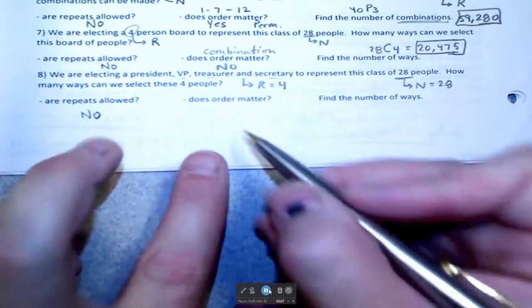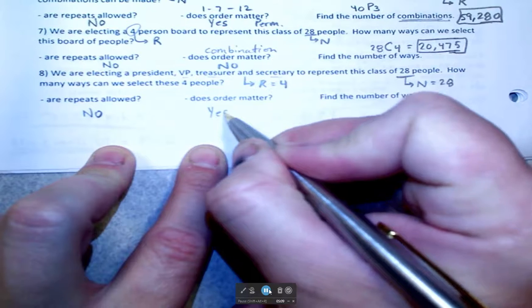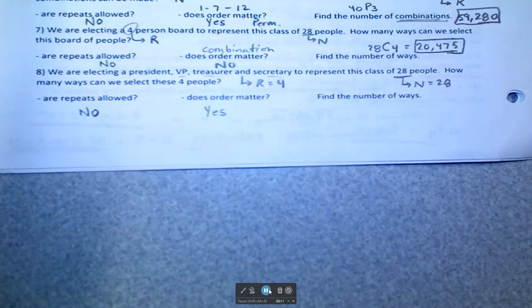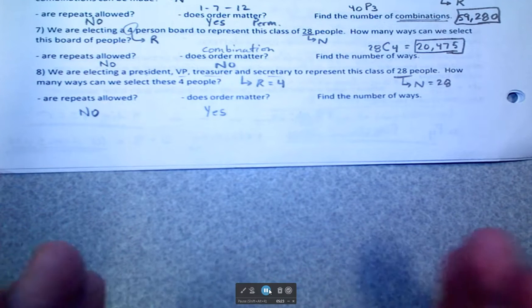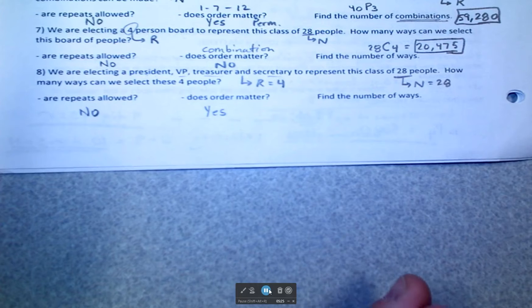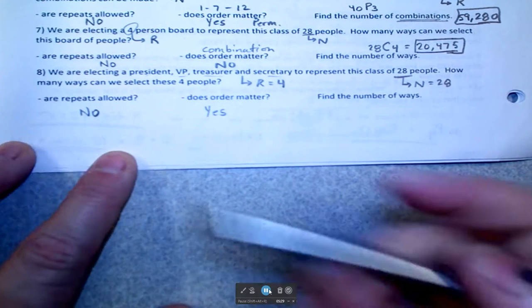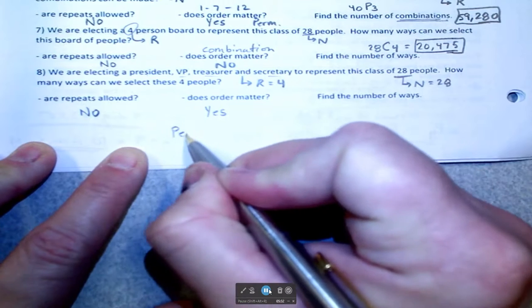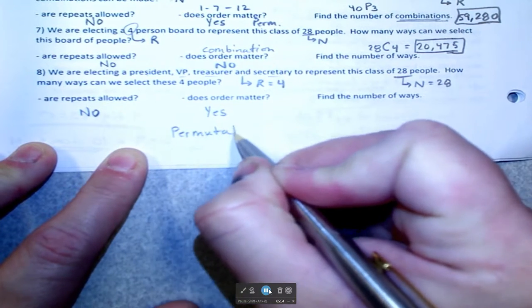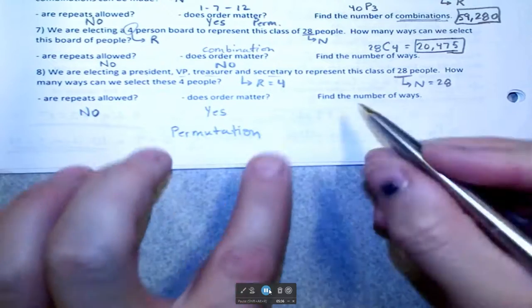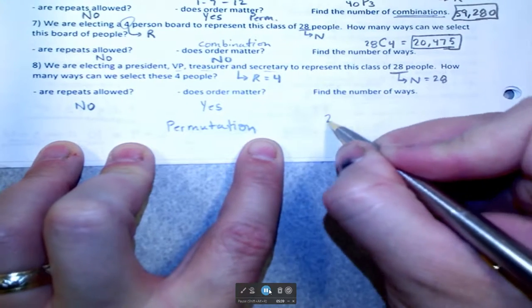Does the order matter? This time the answer is yes. Why? In the previous problem, you're a board member. You all have equal powers. Because you all have equal powers, it doesn't matter which order you get elected. But here, if you really want to be the president and I elect you to be the secretary, you're not going to be happy. So the order does matter. Well, because the order matters, that makes this a permutation. Okay? So find the number of ways. This is going to be 28P4.